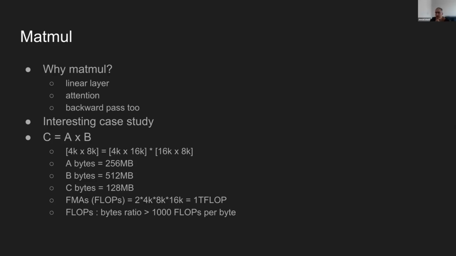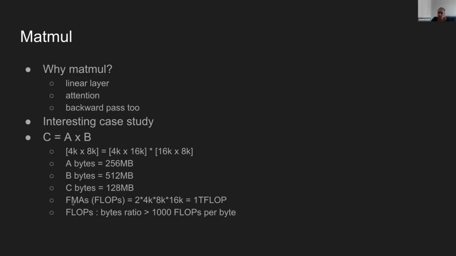And A was 4K by 16K. So like M by K, M is 4K. And then B is K by M, which is 16,000 by 8,000. So if you just look at the number of bytes of A, B, and C, there are 512 megabytes for B, 256 megabytes for A, and 128 megabytes for C. So combined, they're close to like 1,000 megabytes.